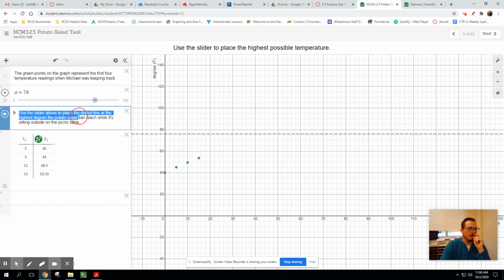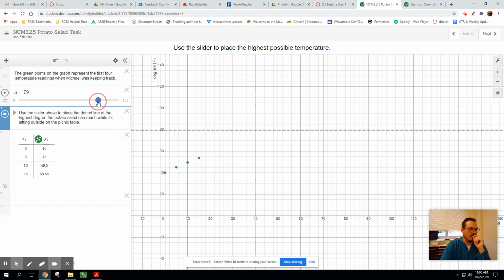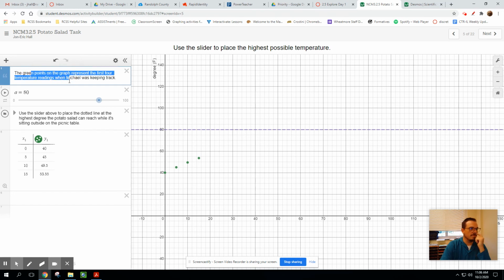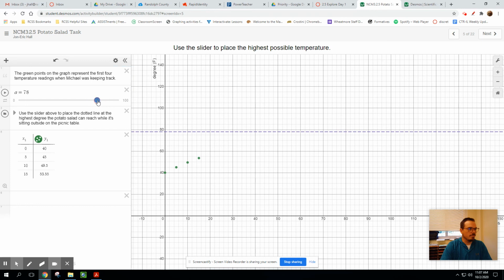Use the slider right above the dotted line at the highest degree the potato salad can reach while it's sitting outside. Now we know that it can only get to 80 because after 80, then we have a problem. The green points on the graph represent the first 4 temperatures that we were keeping track of. And then we know we want it to be under 80 degrees. So we wanted to keep it under there. As soon as it's there, it's bad. Okay. So there you go.